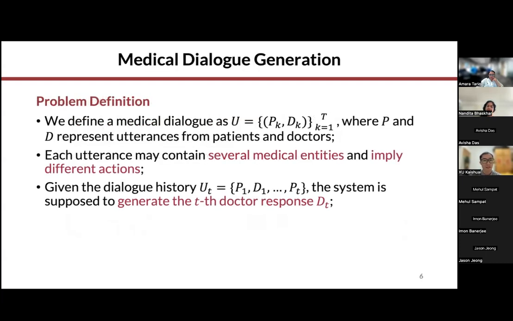The problem can be defined as response generation. We define a medical dialogue as U with a set of P and D. P represents the utterance from the patient and D represents the utterance from the doctor. Each utterance contains several medical entities and implies different actions or other information. Given the history of the dialogue, we aim to generate the T-th doctor response, D_T.